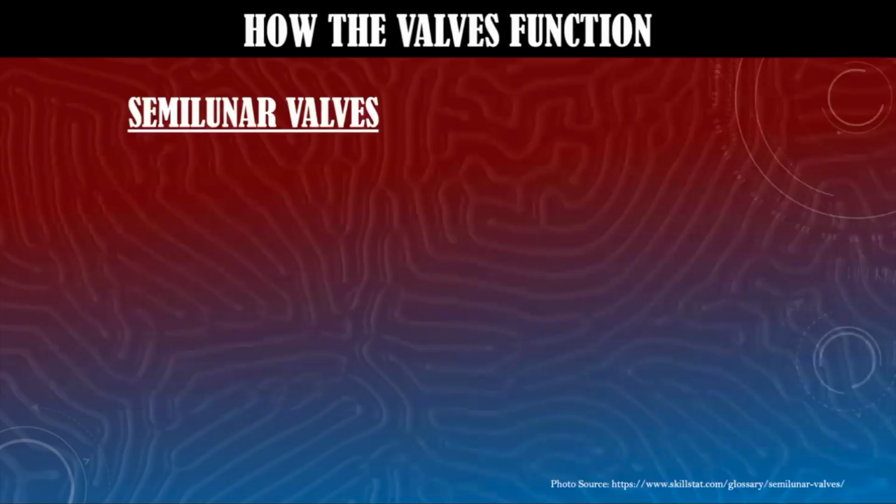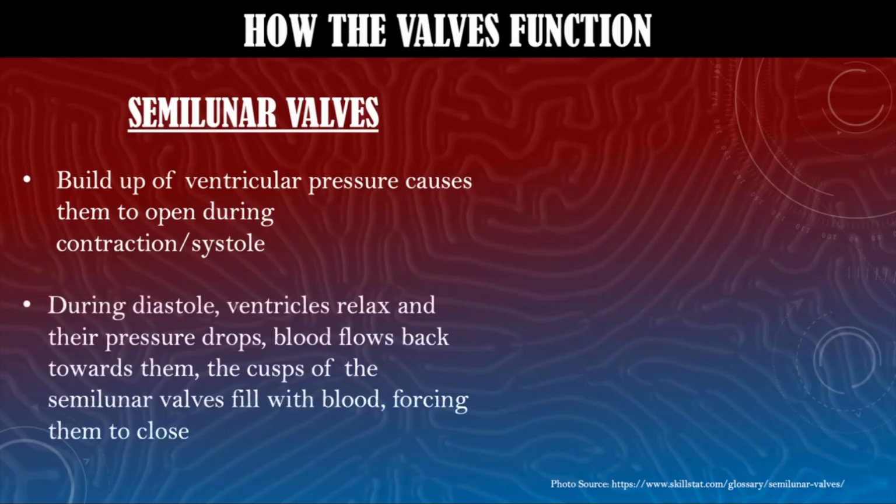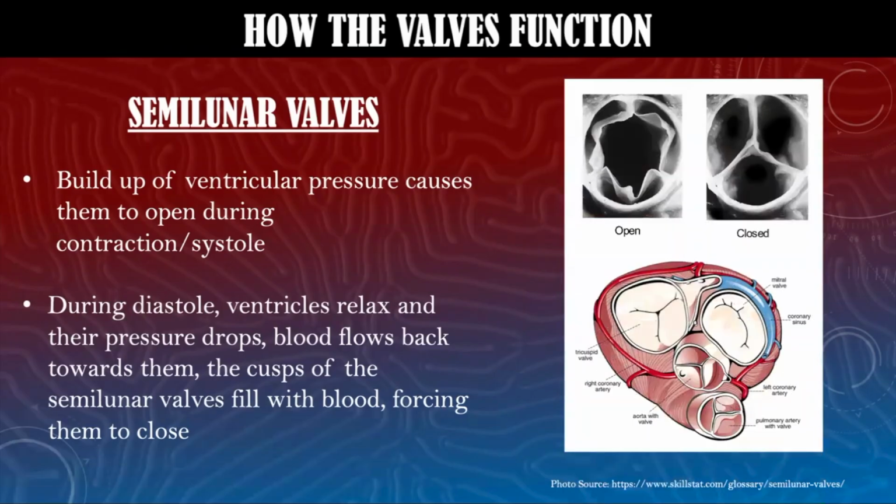Let's see how these valves function. So there's a buildup of ventricular pressure that causes the semilunar valves to open during contraction, also known as systole. And then during diastole, the ventricles relax, their pressure drops, and the blood starts to flow back towards the semilunar valves, which then allows these cusps, which you can see here, to fill up with blood, and that filling action forces them to close. You can kind of see how that would happen by looking at this structure.